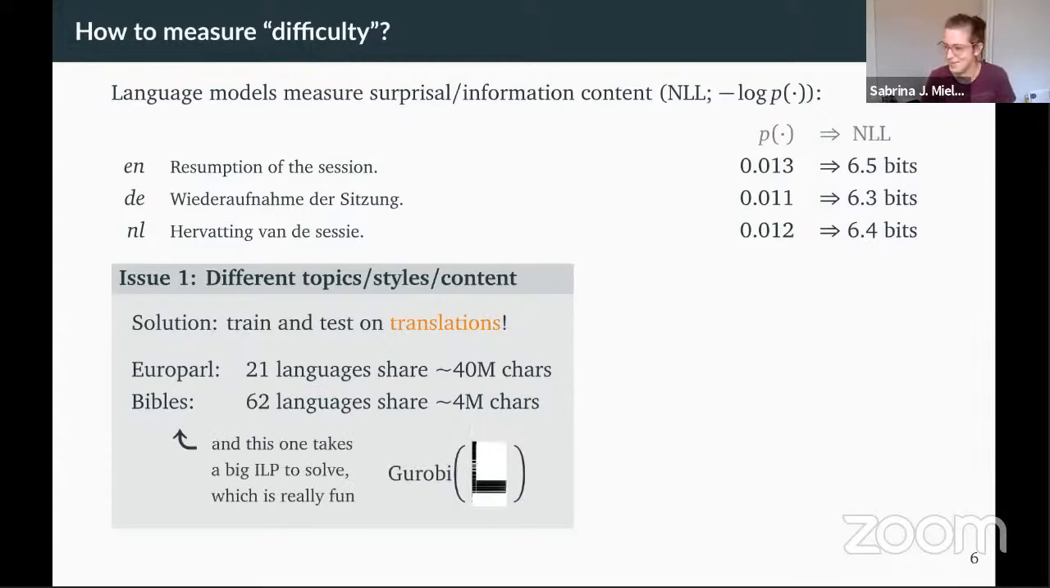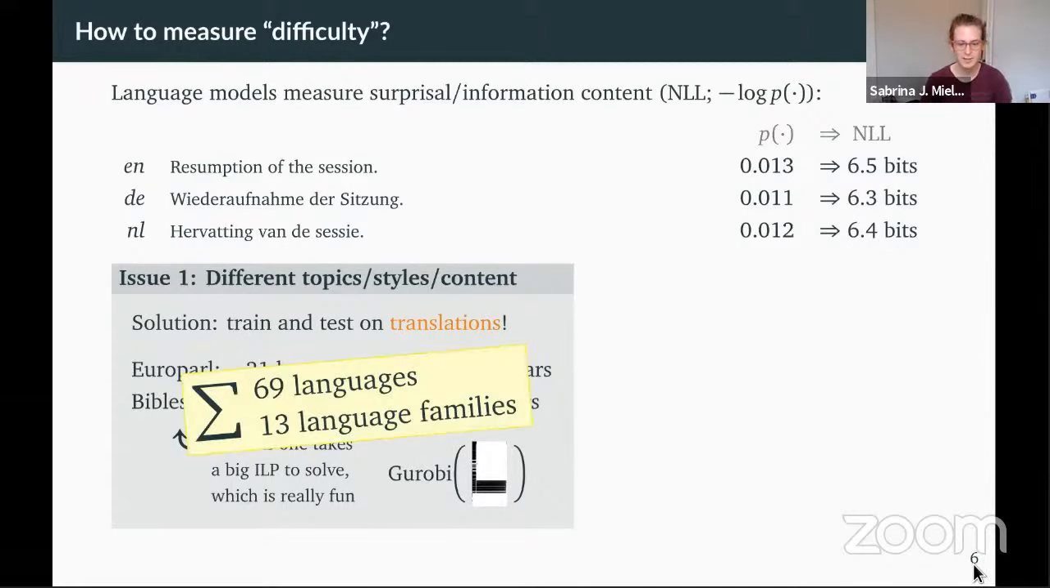This is actually super fun, and it was one of my most favorite parts of this paper, solving the interlinear program that gives us this answer, because not all Bibles share all verses. So now you have to select some verses that are shared by as many languages as possible. So it becomes this crazy optimization problem. You plug it into Gurobi, and a few hours later it says, use these 62 languages for maximum, whatever you want. Great fun. You can check out the paper. So we end up with 69 languages. This was not on purpose, but it's still nice.